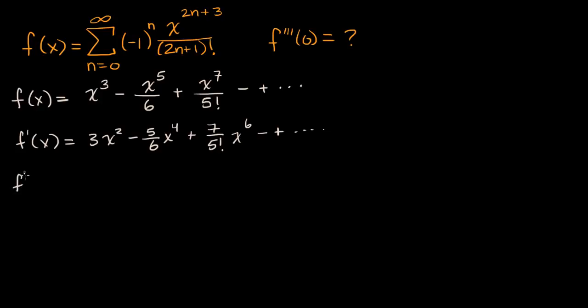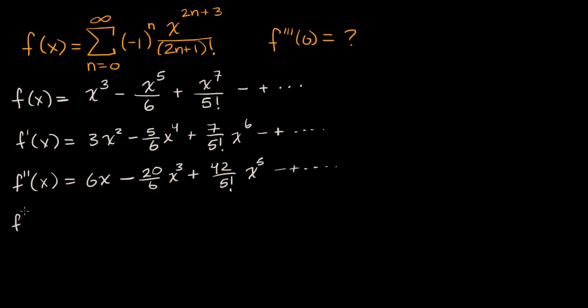The second derivative, f prime prime of x, is going to be equal to, apply the power rule again, 6x to the first minus 4 times 5 over 6. I'll just write that as 20 over 6, x to the third, plus 6 times 7, so it's 42 over 5 factorial, x to the fifth, and we're just going to keep on going, alternating between minus something, then plus something, on and on and on forever. And then we get to the third derivative.